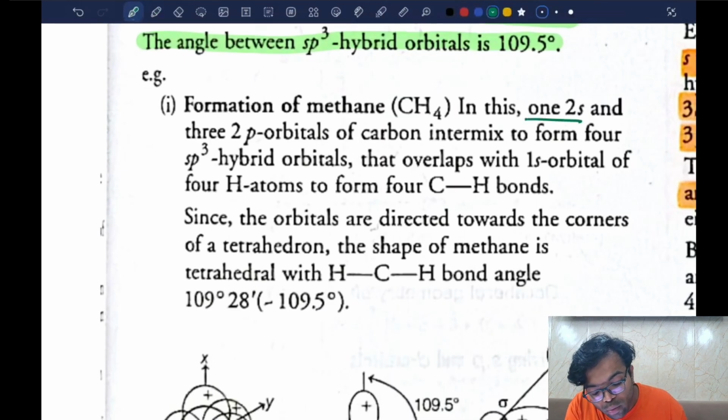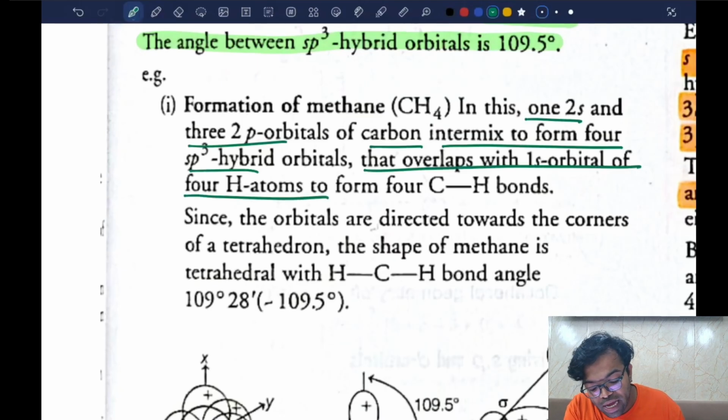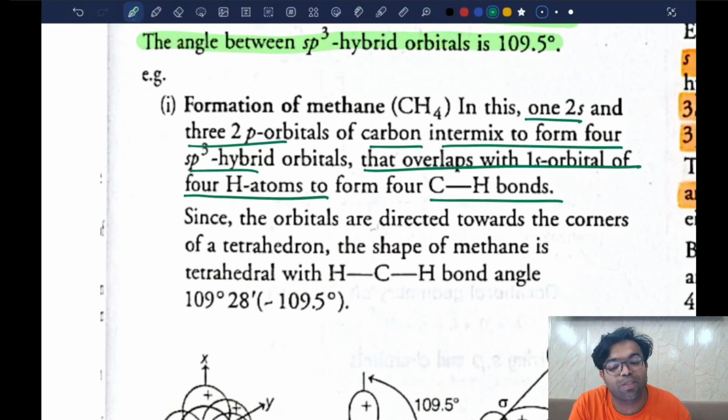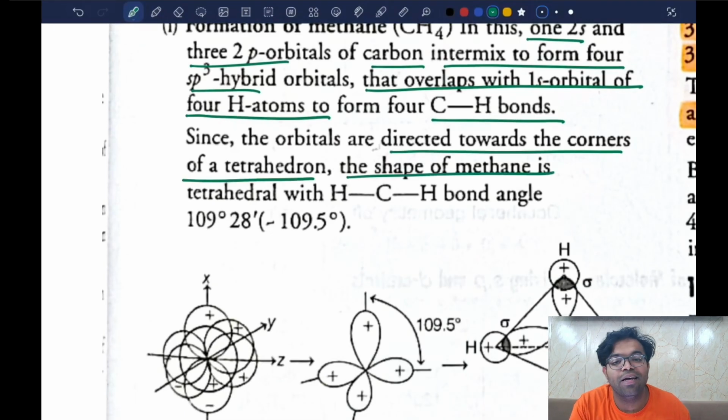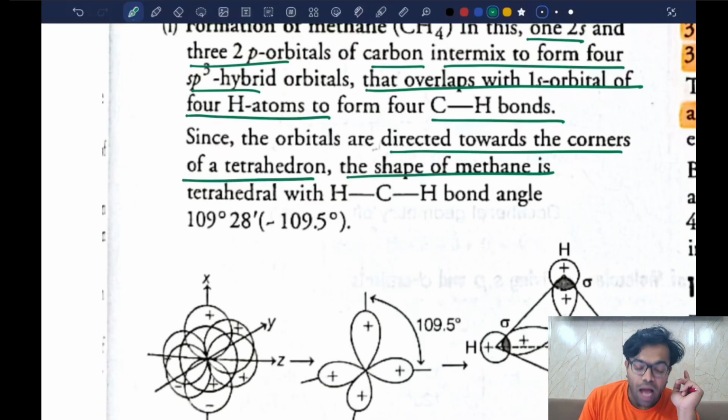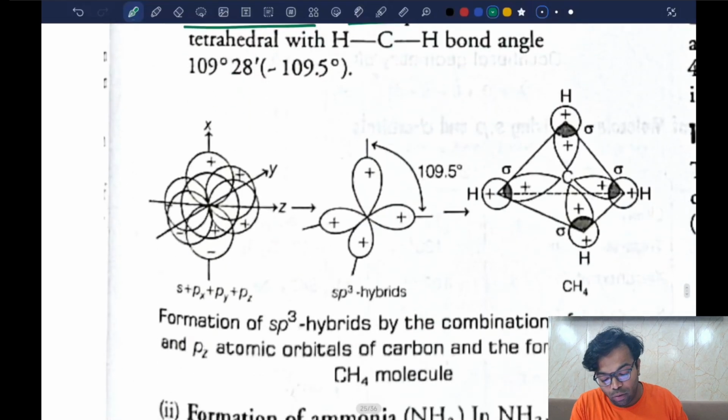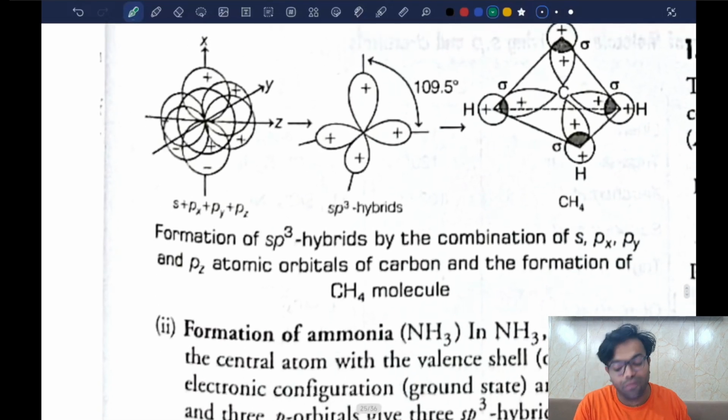Now, formation of methane, CH4. In this, one 2s and three 2p orbitals of carbon intermix to form four sp3 hybrid orbitals that overlap with the 1s orbital of four hydrogen atoms to form the four C-H bonds. Since the orbitals are directed towards the corners of a tetrahedron, the shape of methane is known as tetrahedral geometry, with the H-C-H bond angle being 109 degrees and 5 minutes. Now let's look at how the formation happens, oh, they haven't given us the formation.